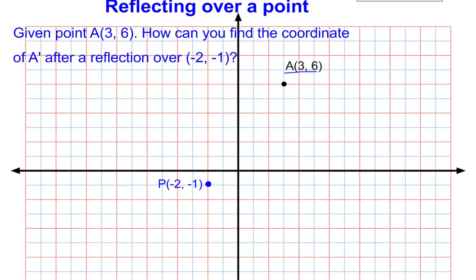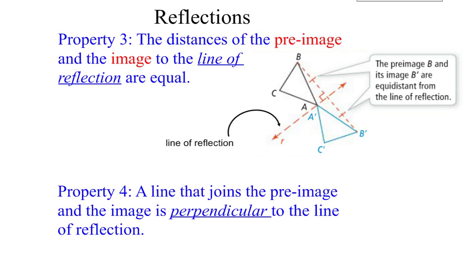So what are the properties that we've learned about reflections? Well, one of the things we've learned is that the distance of the pre-image and the image to the line of reflection are equal. In other words, if you wanted to reflect point B over this dashed line of reflection, the distance that B is from the line of reflection is the same distance as B prime from the line of reflection. These are exactly the same in length.